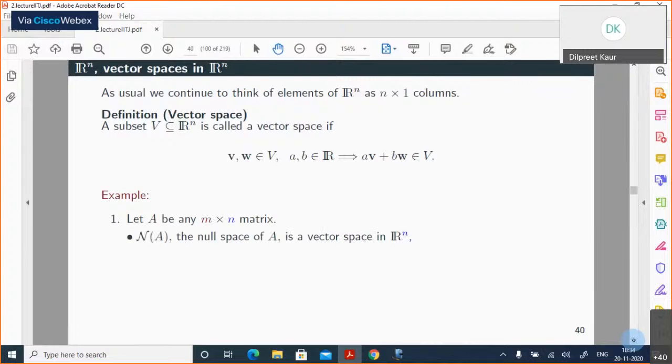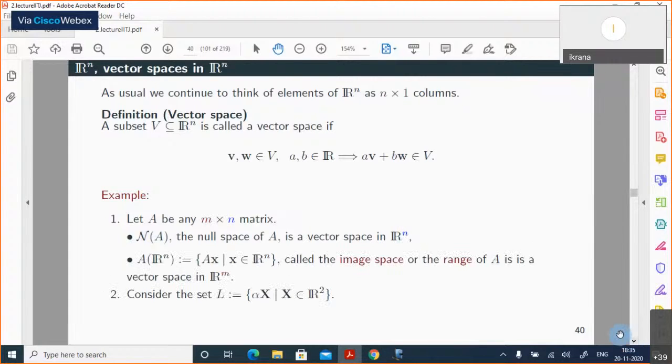So let us look at N(A). The null space is a vector space in Rn. For any matrix, the null space has the property that if x1, x2 are elements in the null space, that means Ax1 = 0 and Ax2 = 0, then alpha x1 plus beta x2 also has the property that A of that is 0. That means it is a vector space. The null space is a vector space. Okay. Let us look at another one which is slightly different. Look at Rn.